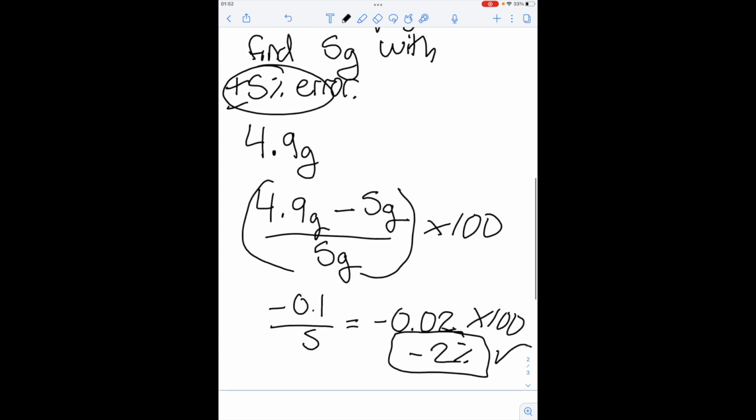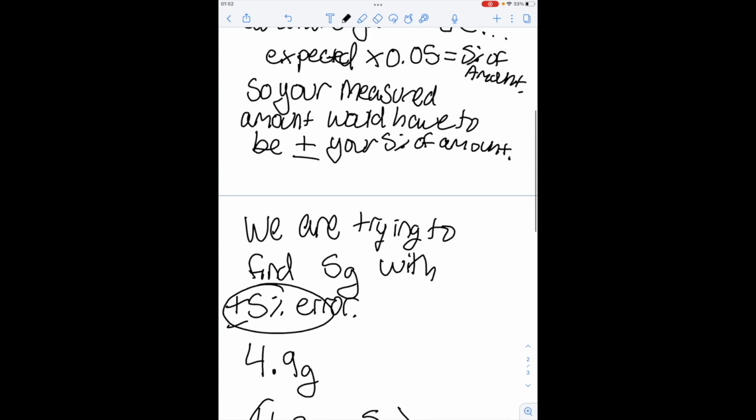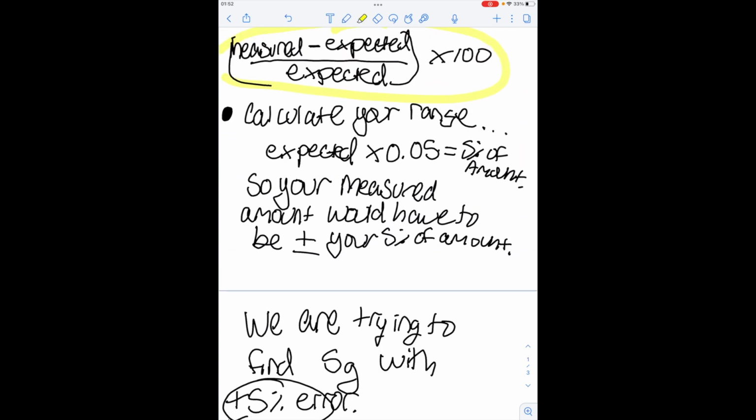Okay, so next we're going to use the same example of the 4.9 grams, but we are going to use this formula. Expected times 0.05 equals 5% of that amount. And then we're going to write our range down and make sure that whatever we're measuring falls within our range. So that way you don't have to keep doing math equations. You can just do this once. And if you keep having to go back to remeasure things, you're good.